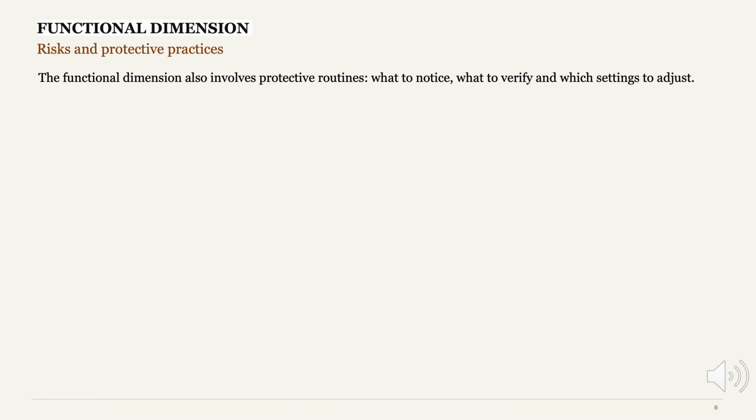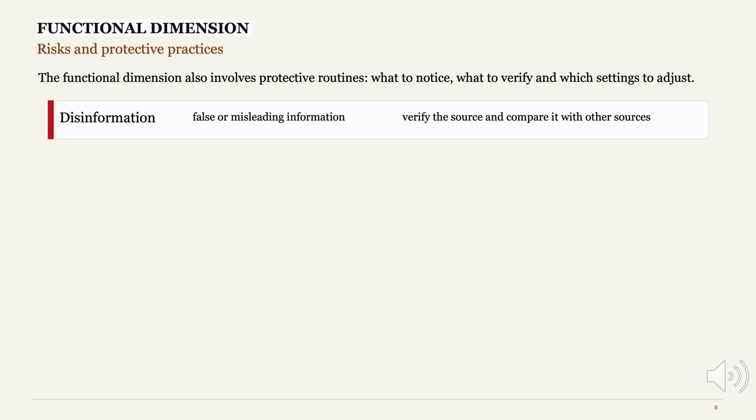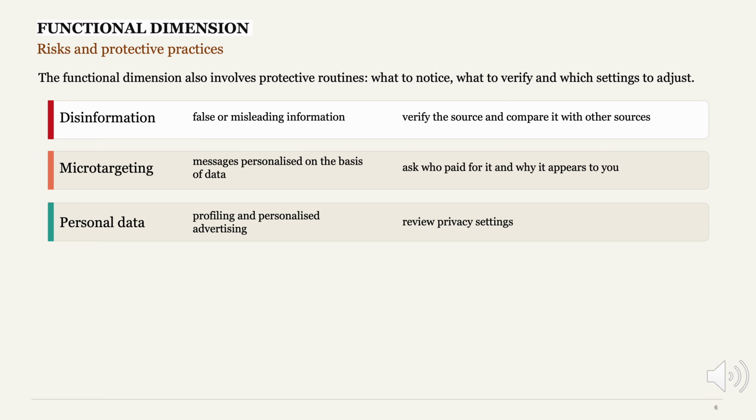Digital platforms expand access to political information, but they can also expose users to disinformation, political microtargeting and data profiling, emotional manipulation, and AI-generated or manipulated content. Each risk requires a practical solution to mitigate it. For disinformation, users should verify the source and compare the claim with other reliable sources. For political microtargeting and data profiling, users should ask who paid for the message, why they've been shown it, and what personal data may have been used.